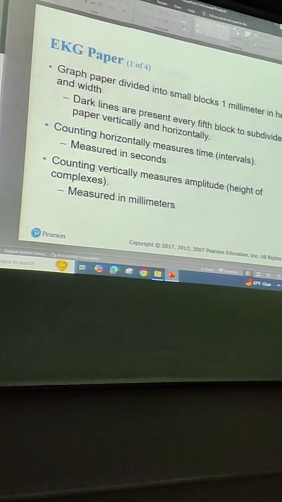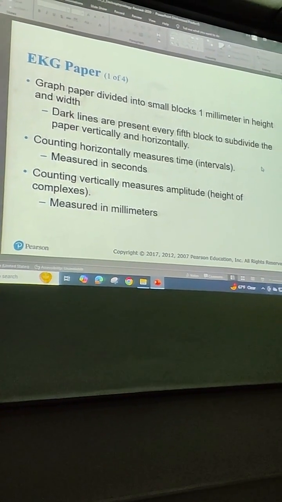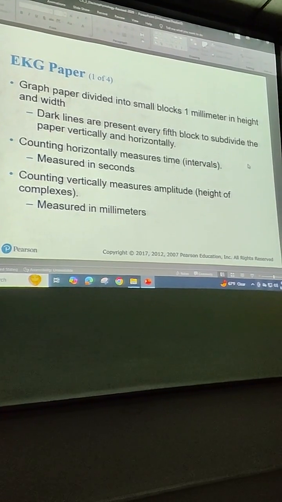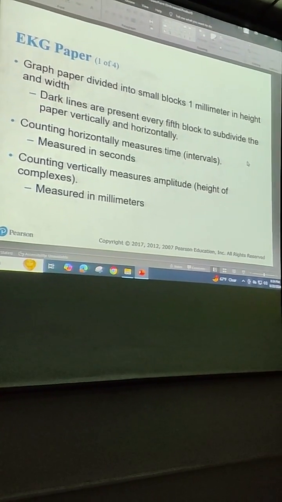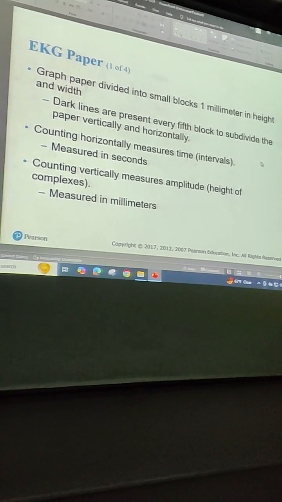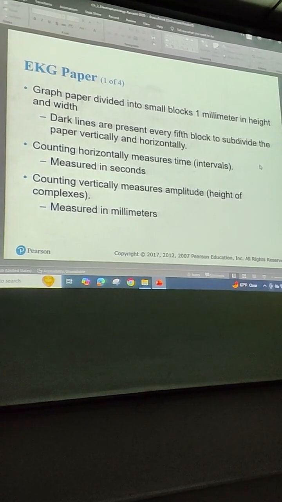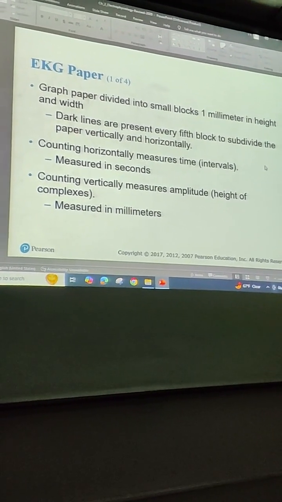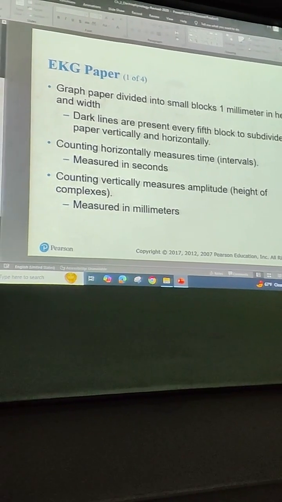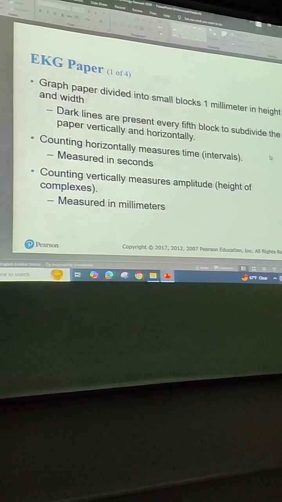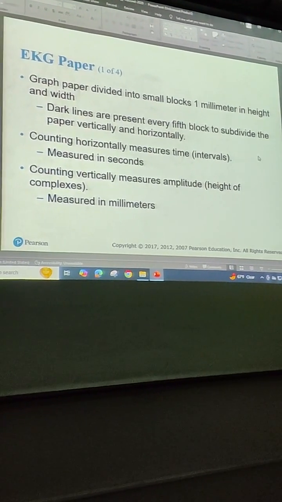Because later on, when we start calculating the heart rate, we're going to measure every single little box, because we're going to give them values, numbers and time. So then immediately, just by counting the little boxes, now I know what the time is on that EKG. How long was the wave?